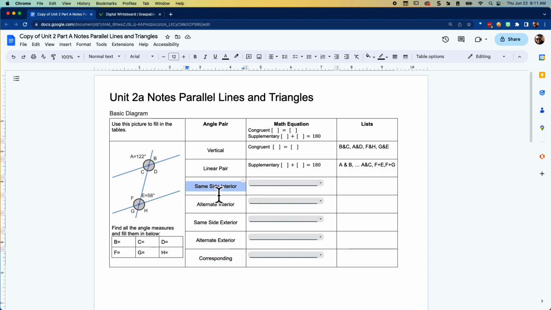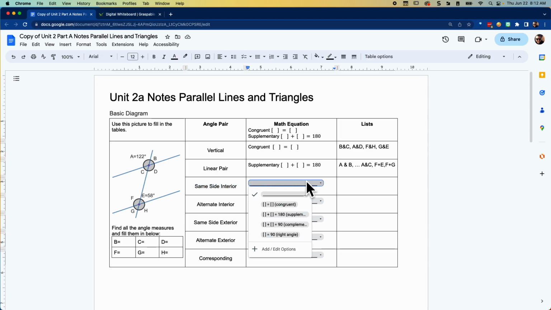All right, so let's see what happens when we're same side interior. That means it's like D and E. And notice I have one big one and one small one. And what's interesting to me is that E and B are like copies of each other. So B and D add up to 180, which also means that D and E add up to 180. So those are a supplementary relationship. Same side interior is blank plus blank equals 180.